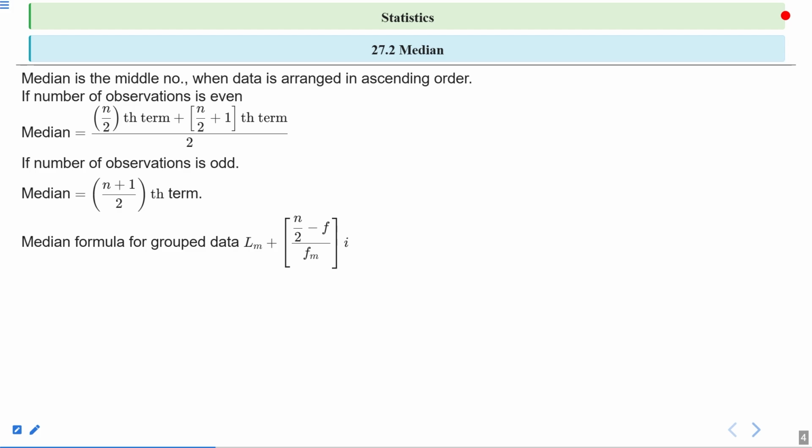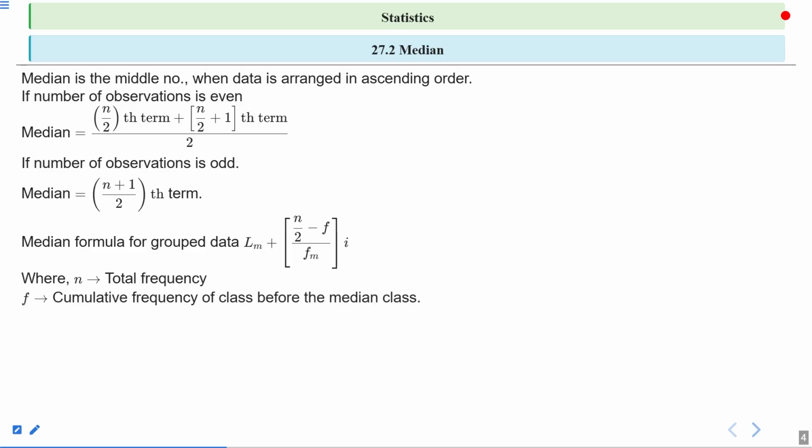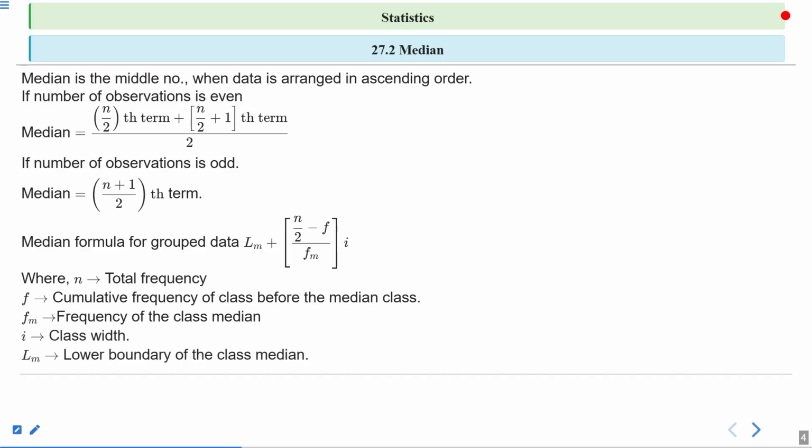The median formula for grouped data is Lm plus ((n by 2 minus F) upon fm) multiplied by i, where n is the total frequency, or we can say the total number of data, F is the cumulative frequency of the class before the median class, fm represents the frequency of the median class, i represents the class width, and Lm represents the lower boundary of the median class.